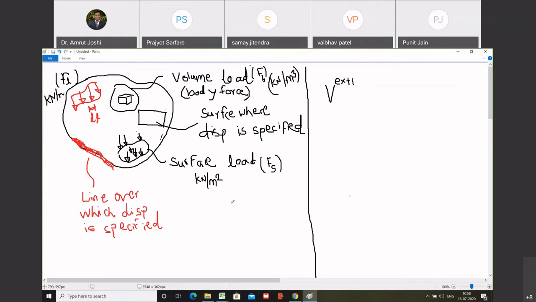Weight density, isn't it? Yes, the weight density of a material is an example of volume load. For example, 25 kilonewton per meter cube is the self-weight density of reinforced concrete. So that concrete density is an example of volume load. Do you agree with me? Yes, sir.